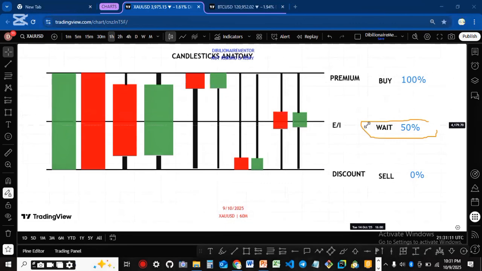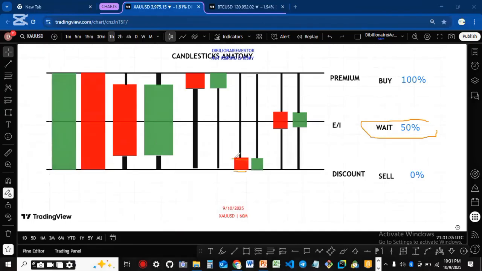Anytime we notice that our candle closed above our waiting zone or equilibrium zone or 50%, it simply indicates that buyers are coming into this market or dominating the current market. Now we have the same thing here. The sell candle always opens at the top and then closes here.